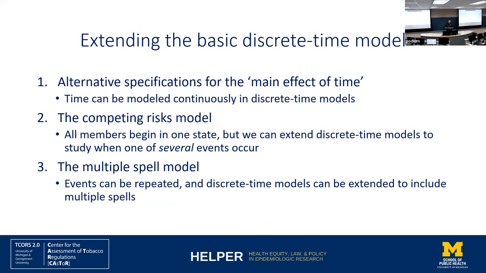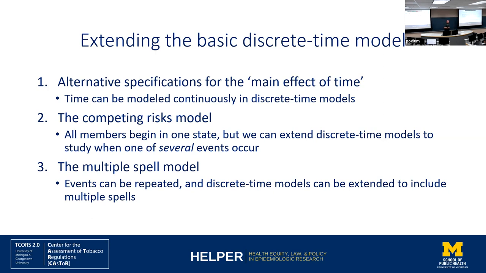I'm not doing anything fancy with the functional form of time. I'm just including it in the risk model. I'm not interacting with time, so I'm not trying to look at whether the exposure changes the function of time. And I'm also not changing the functional form of time. You can do all these things in discrete time models.